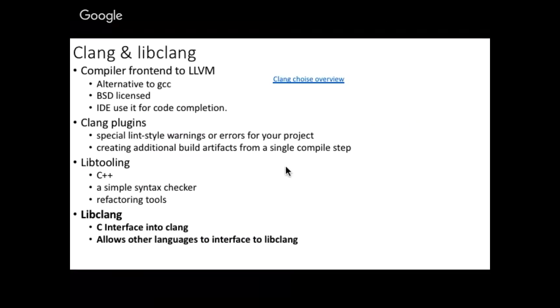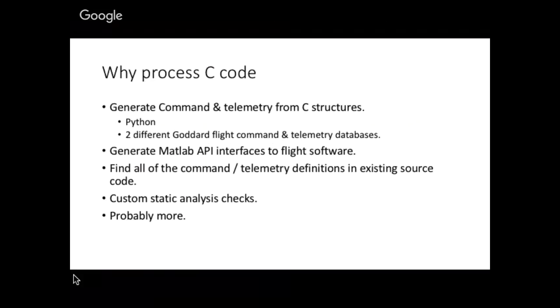Has anybody ever used Clang to do compiling embedded software? Clang is a front-end for LLVM, which is a compiler similar to GCC. I believe Apple and Google are doing the development on it. It's BSD licensed, compared to GCC, which is not. And they have a couple of interfaces to it. It's written in C++, I believe, and then they have a C interface that allows you to call into it from other languages. So we're going to use libclang to do this.